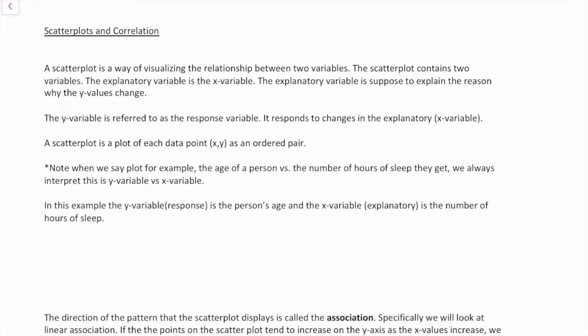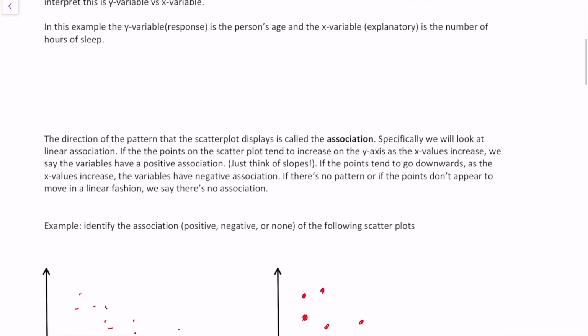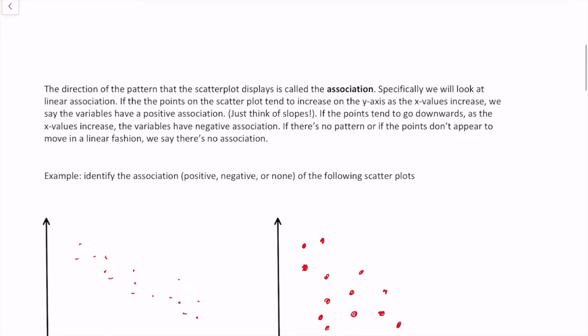Let's see here. Once we have a scatter plot, we have all of these values plotted on a plane. We may be interested in the direction or the pattern that the scatter plot is displaying for us. This term is called association. Association is just the relationship between the variables on a scatter plot.